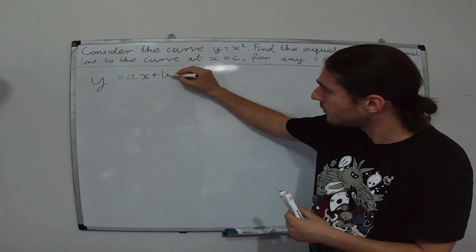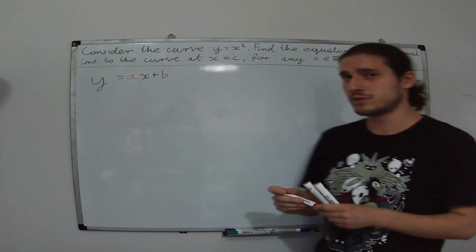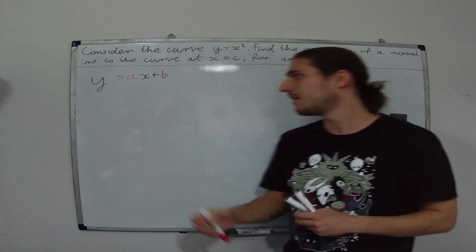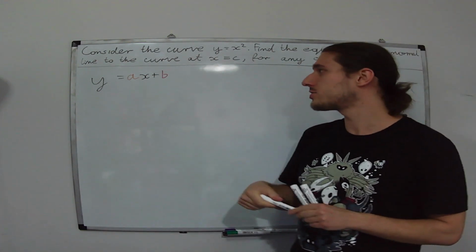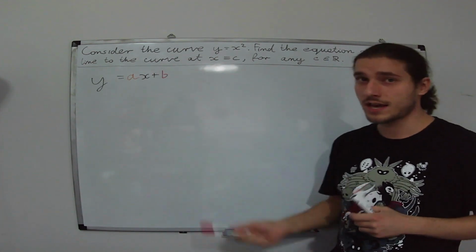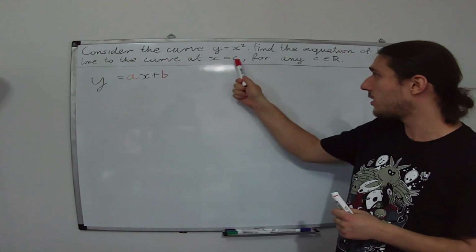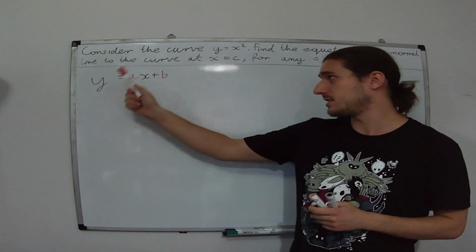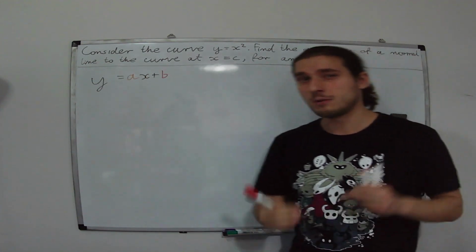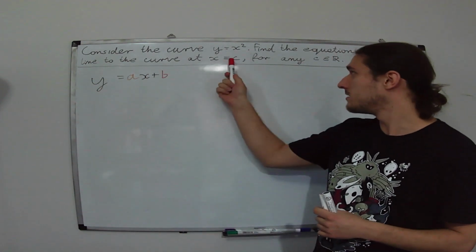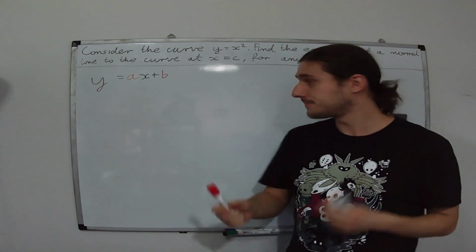I know most of you will probably know this equation as y equals mx plus c. The letters don't really matter that much. The reason I used a and b in this case is because we have a c in our question, and if I put this as y equals mx plus c, we might have a bit of confusion later on because we're going to be using c for something else.